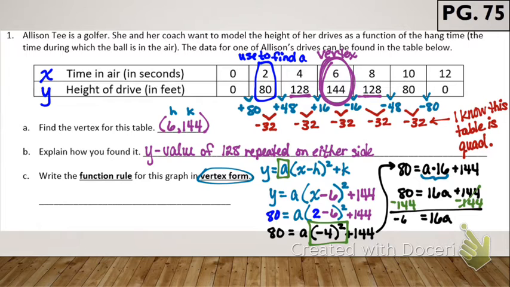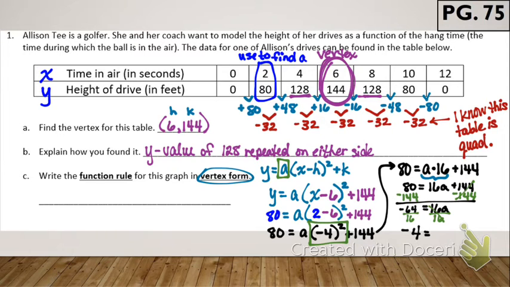Negative 64. The last thing I need to do to figure out what that A value is, we're going to divide both sides by 16. So do negative 64 divided by 16, and tell me what you get. Negative 4.